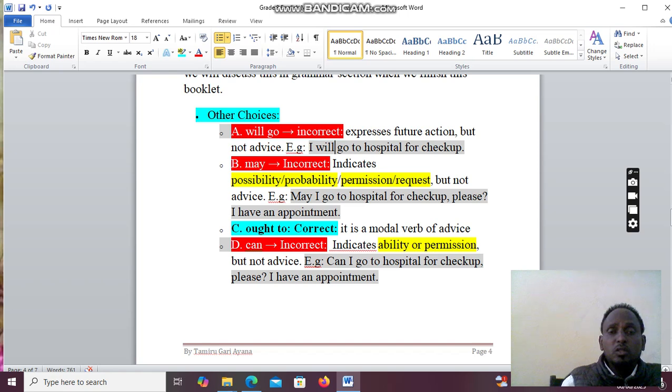B, may is also incorrect because may indicates usually possibility or probability or permission or request, but again it is not an advice. For example, you could use may in the following sentence. May I go to hospital for checkup please? You could say I have an appointment.